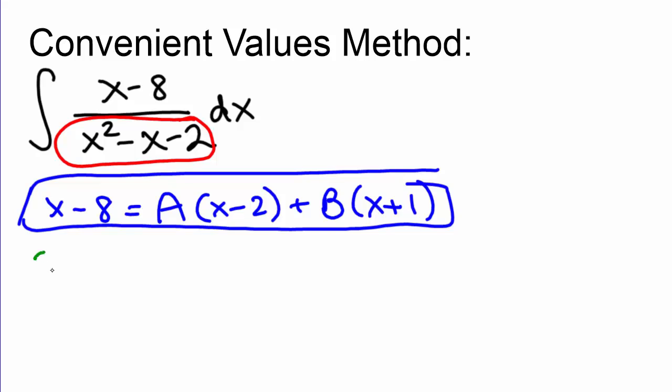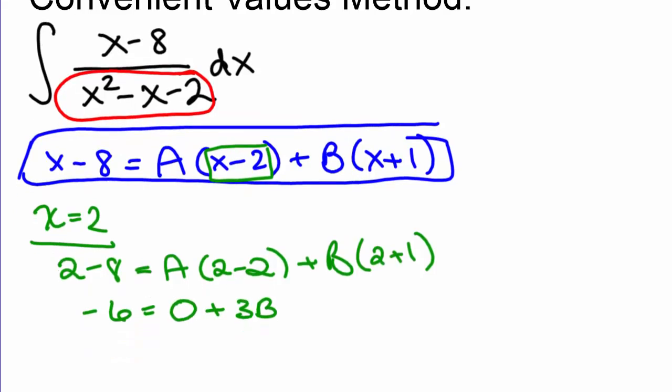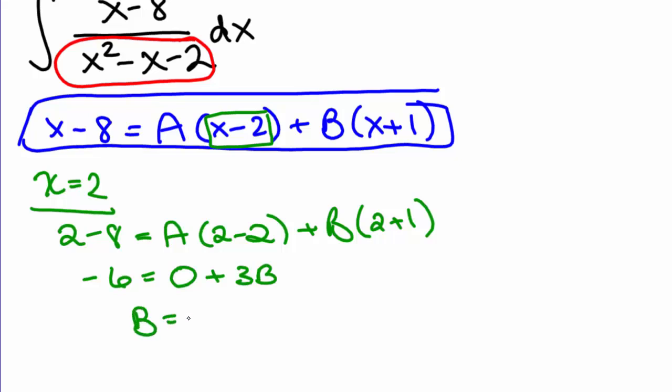If we pick x equals 2, note that then this expression, x minus 2, will equal 0. Sometimes this method is also called the zero method, because you'd like to pick values of x that make something 0. So what happens when x is 2? That means we get 2 minus 8 equals a times 2 minus 2 plus b times 2 plus 1. This gives us negative 6 equaling 0 plus 3b. Notice then that we can very quickly solve for b. b is equal to negative 2, which is the same thing we got before.